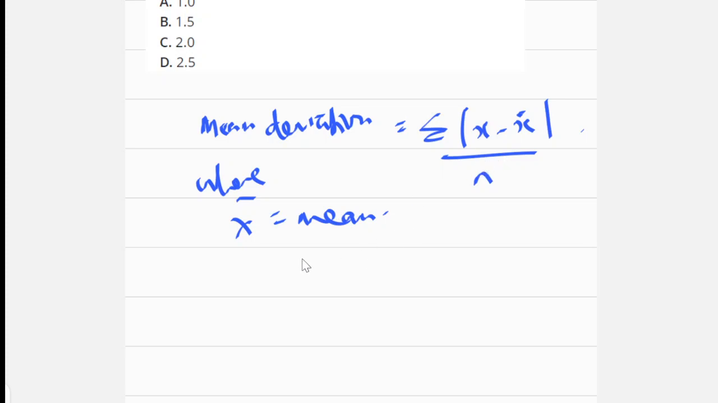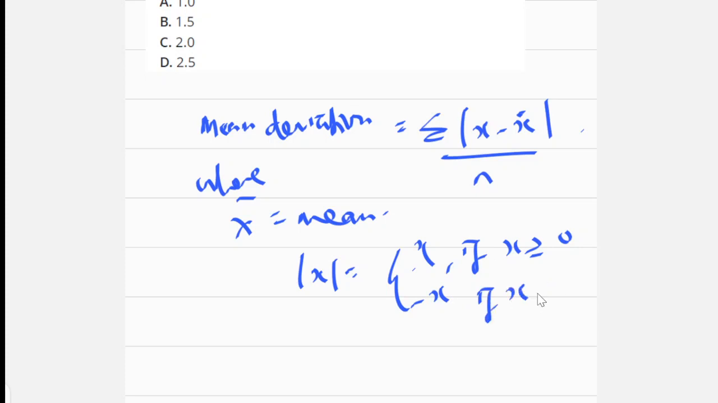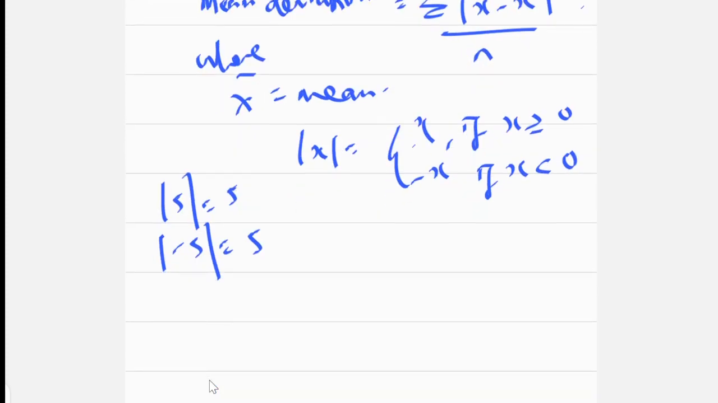When we say the absolute value of a number, let's say it can be s, then the absolute value of s is s if your s is greater than or equal to 0, and it is minus s if s is less than 0. So in essence, the absolute value of 5 is the same thing as 5. And the absolute value of minus 5 is also 5. I hope you understand now.